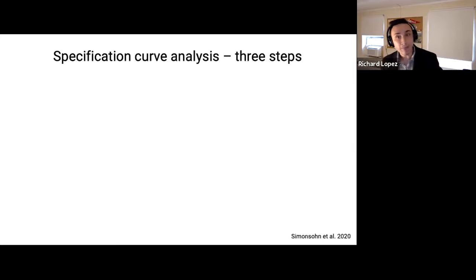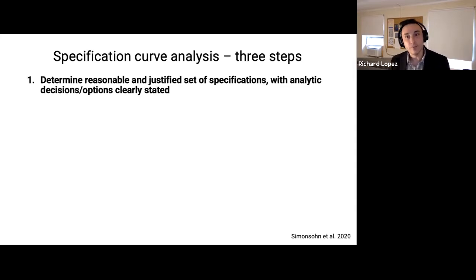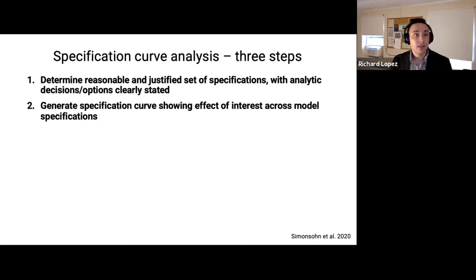So there are 3 steps. All you need is 3 steps to conduct specification curve analysis. The first one, which maybe in some ways could be the least trivial one, is to determine a reasonable and justified set of model specifications with all of your analytic decisions and options clearly stated. So ideally, you would do this ahead of time, before you collect, or if you have the data, before you analyze the data at least.